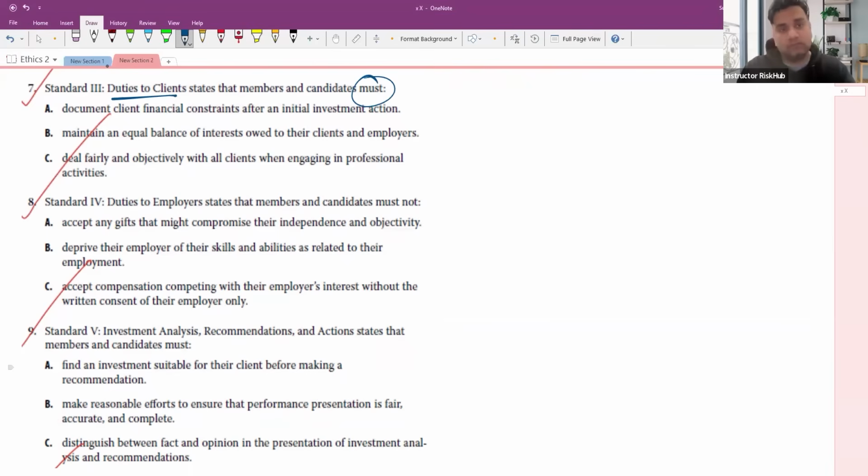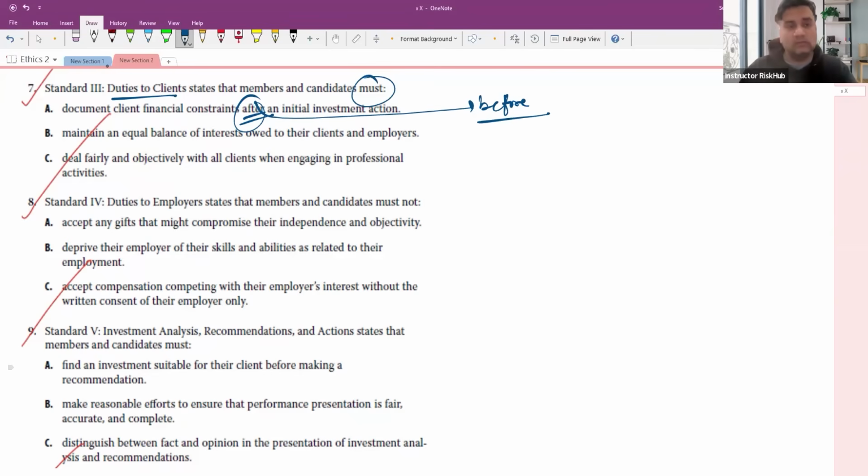First of all, when it is saying document client financial constraints after an initial investment plan, no, this has to be done before. You have to constrain, which means you have to know the age, the liabilities, the assets, the plan, the long-term goals, the short-term goals, etc. Then you go into maintaining an equal balance of interest owed to the client and employer.